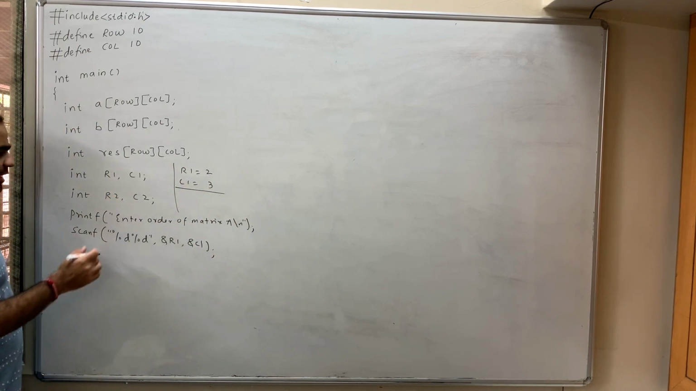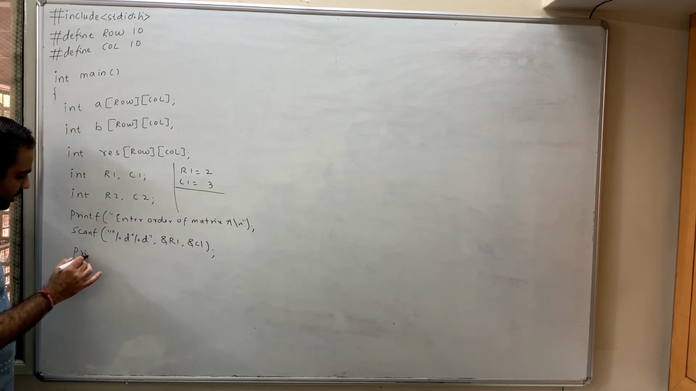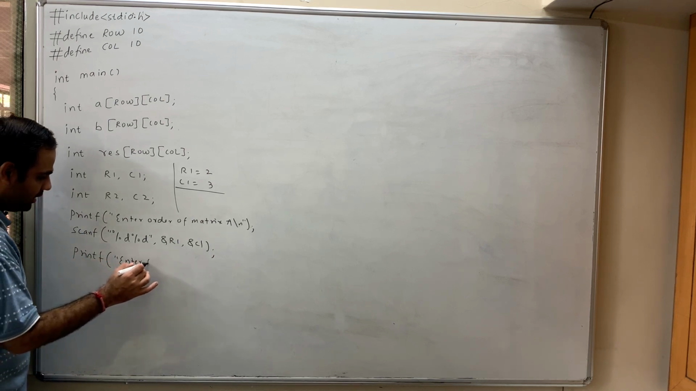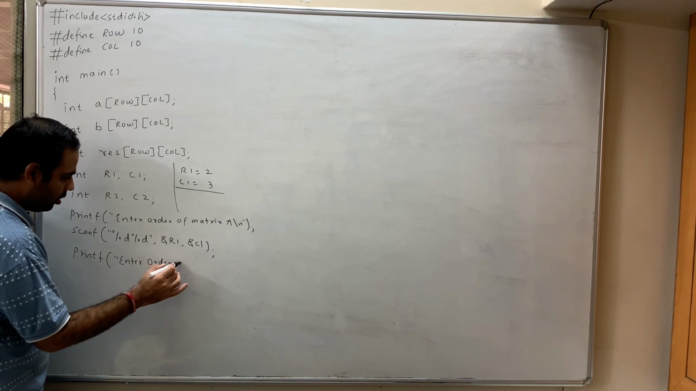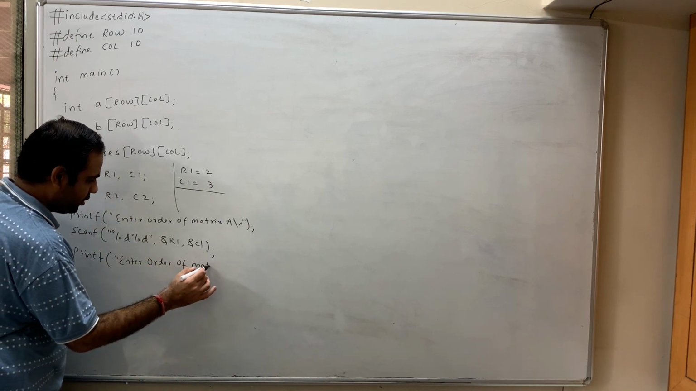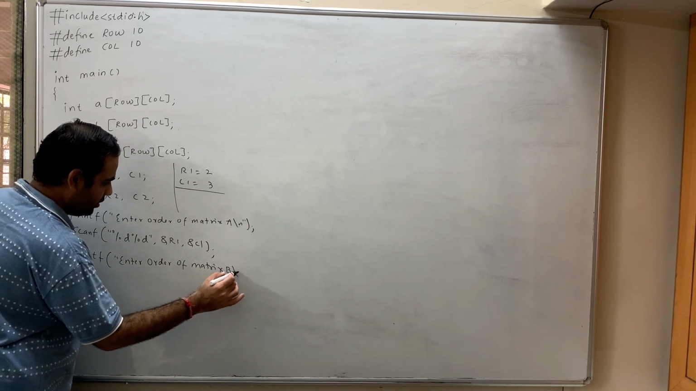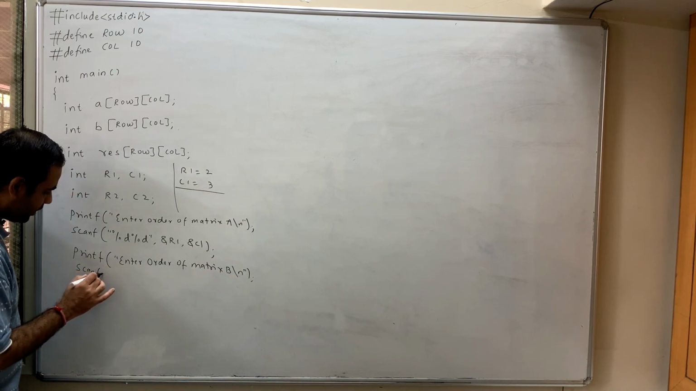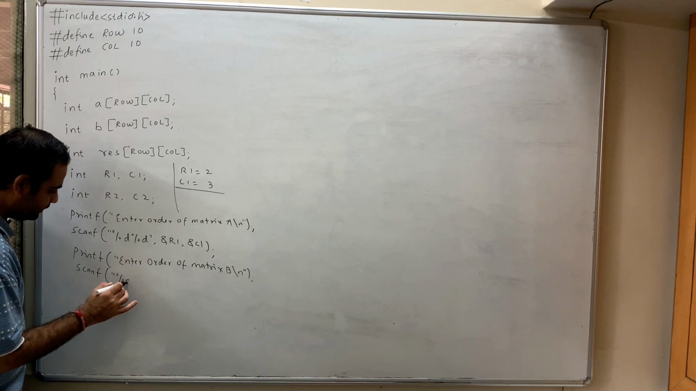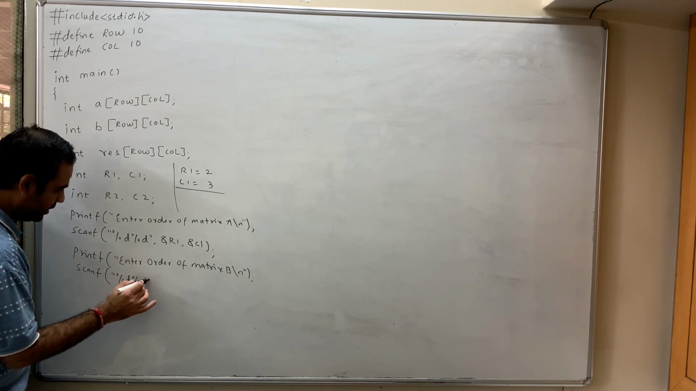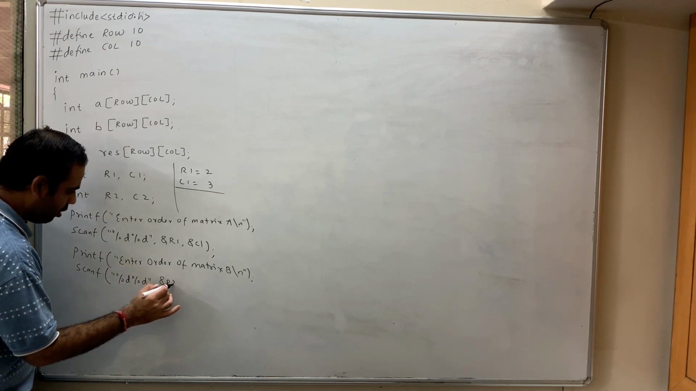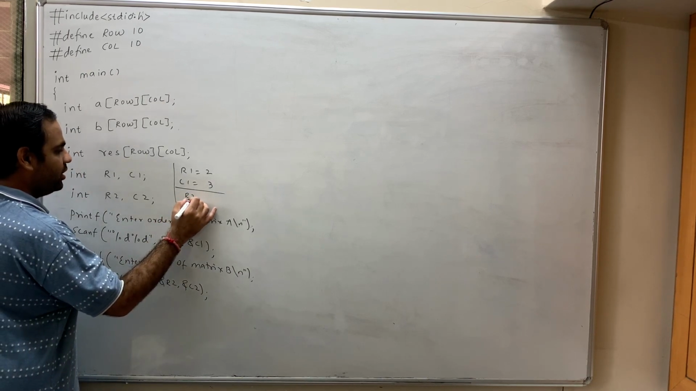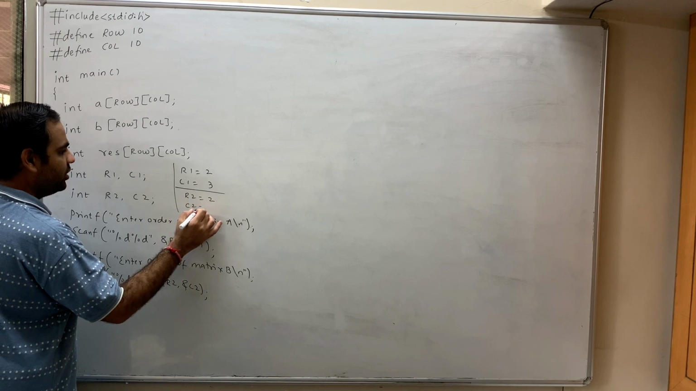Similarly, you have to read the order of matrix B. We say printf enter order of matrix B. And how do you read the order of matrix B? The same way, we say scanf %d ampersand R2 comma ampersand C2. Let me say R2 is equal to 2, C2 is equal to 3.